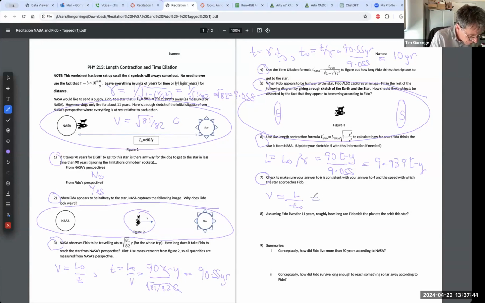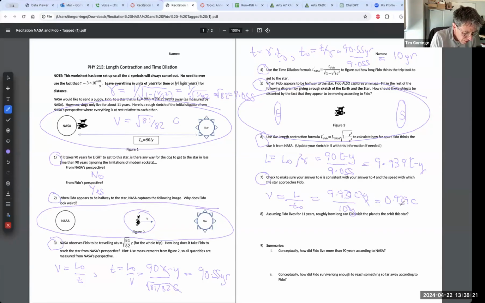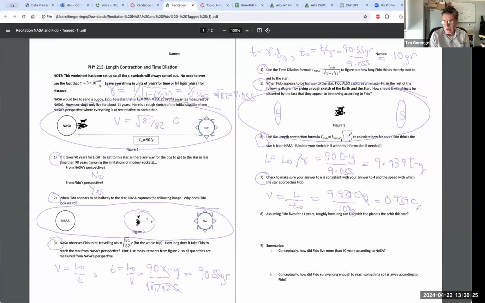So all we've got to do is fill in these numbers. These are the numbers that we just calculated in the last two parts. The distance is 9.939 light years. The time is 10 years. And we've got 9.939 over 10, which is going to be 0.939 times c, the speed of light. The years cancel out in the numerator and denominator, leaving just the speed of light. And actually, if you check it, 0.939 is the square root of 81 over 82. So this is consistent. The contracted length, the proper time, and the relative speed of the two reference frames are completely consistent.